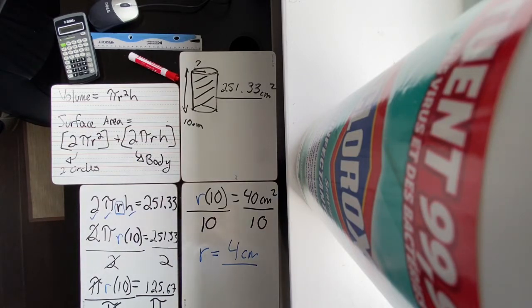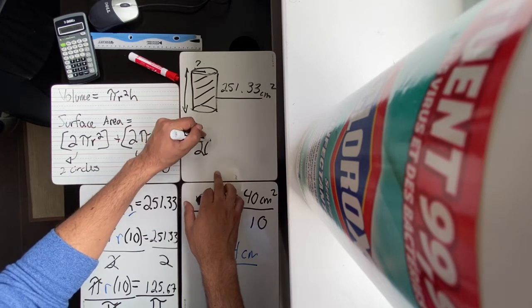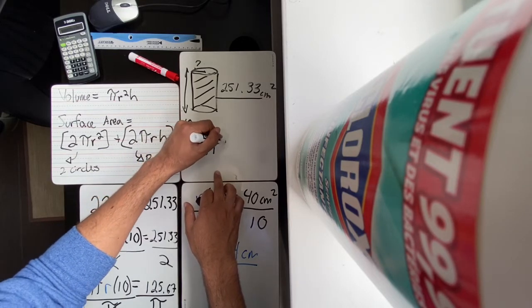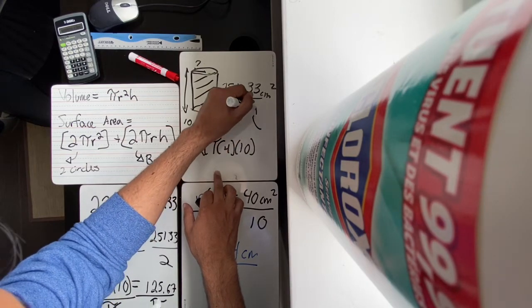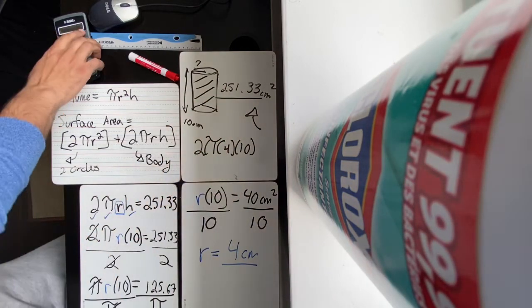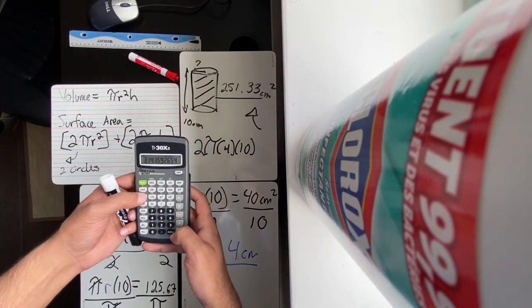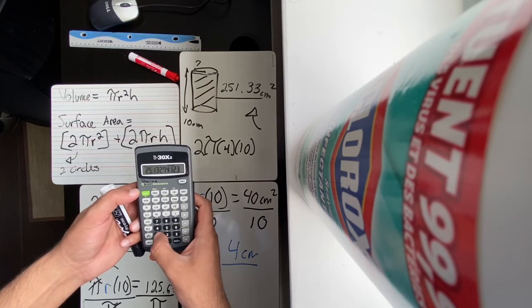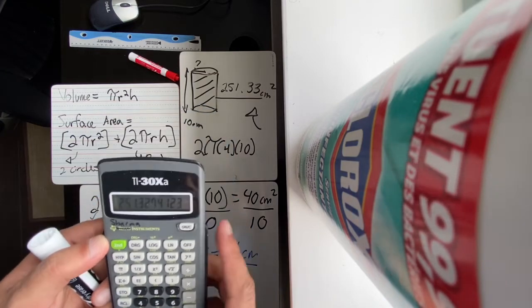How can I check to see if I did my work right? I'm going to substitute all of this back into my equation over here. So hopefully 2 times pi times 4 for our radius times 10 for our height equals this number up here. Let's see, what do you guys think? 2 times pi times 4 times 10, 251.33. Hey, we did it. Let's try one more.